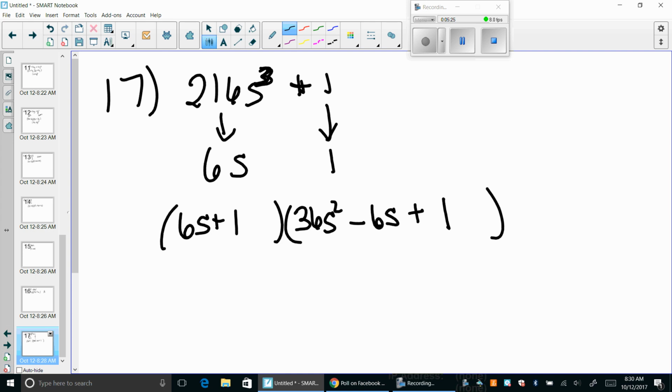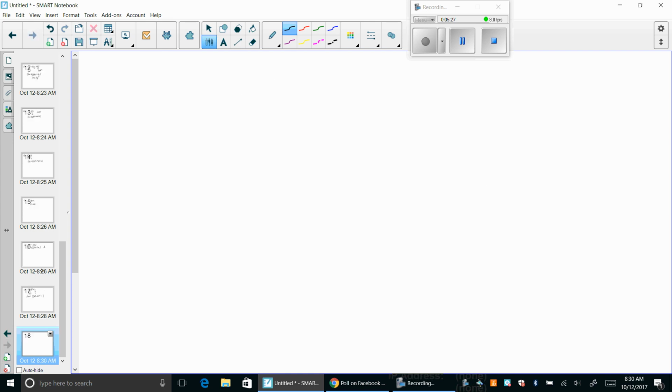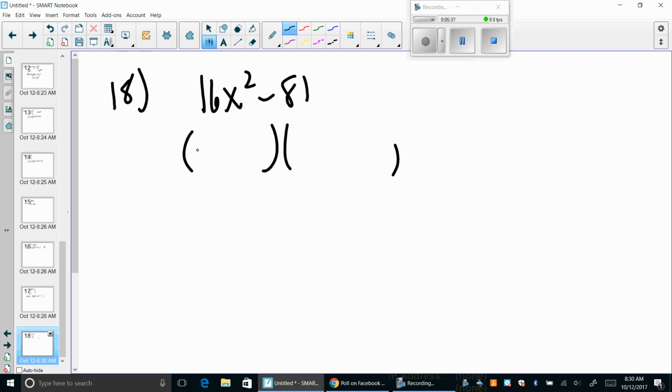Number 18, 16x squared minus 81. This has two terms. It's a difference of squares, square numbers, so it's 4x and 4x, and plus 9 and minus 9, because 9 times 9 is 81.